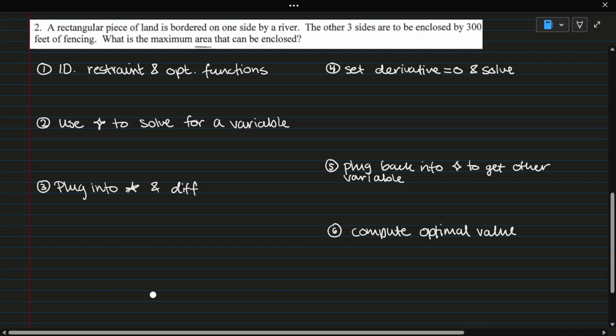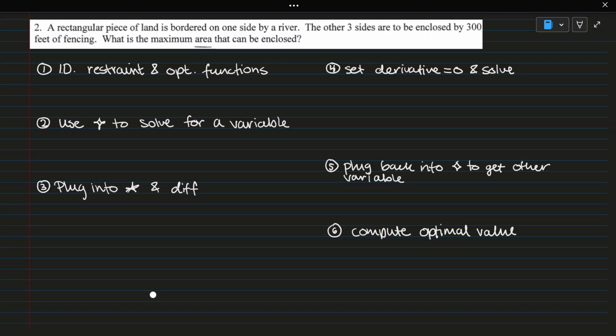Okay, so for this next problem, I went ahead and wrote out the steps. So the problem is a rectangular piece of land is bordered on one side by a river. The other 3 sides are to be enclosed by 300 feet of fencing. What is the maximum area that can be enclosed?